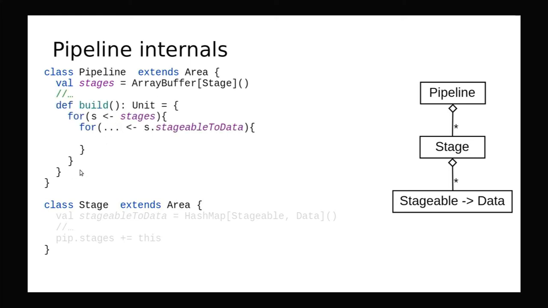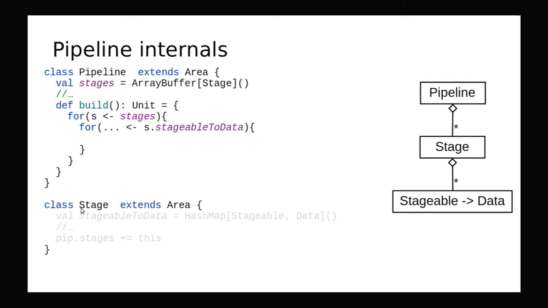And what will be done in this build function is, for instance, we'll iterate over every stage, figure out what they need, where the thing they need is generated, and generate the hardware required to connect all those things together.